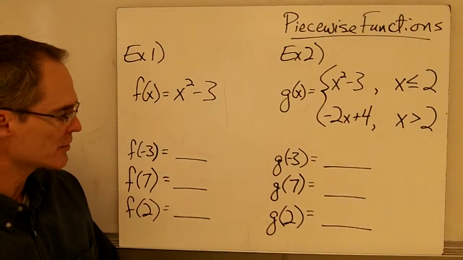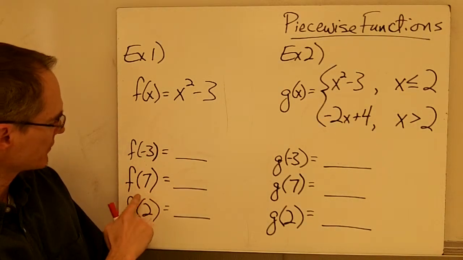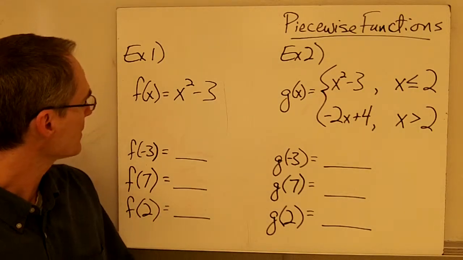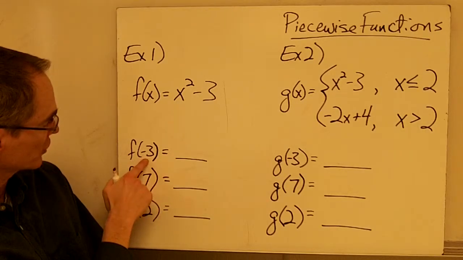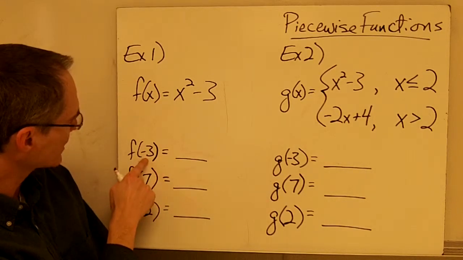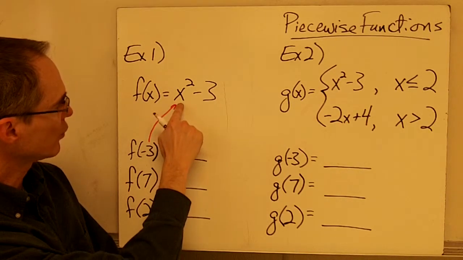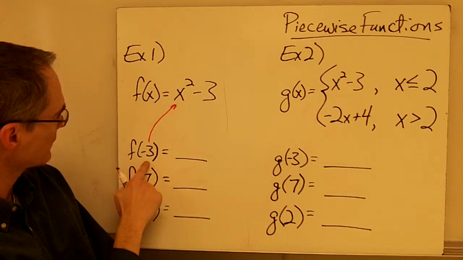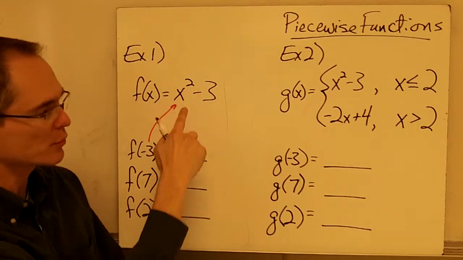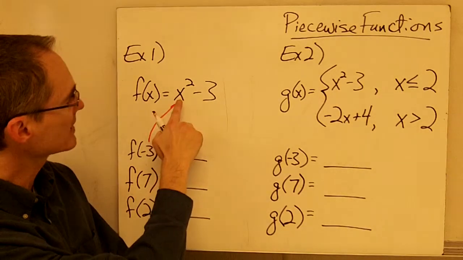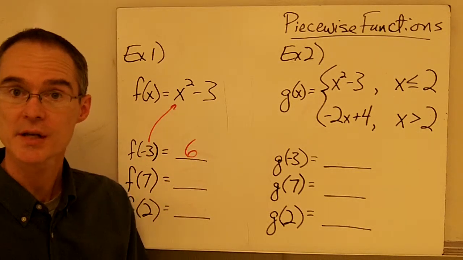I'm asked to determine the value of f of negative 3, f of 7, and f of 2. To find each of these values, that is, the value of the function when x equals negative 3, I just take this value, negative 3, and substitute it in for x in my function. So f of negative 3 means negative 3 squared minus 3. Negative 3 squared is negative 3 times negative 3, which is 9, and 9 minus 3 is 6. So f of negative 3 is equal to 6.